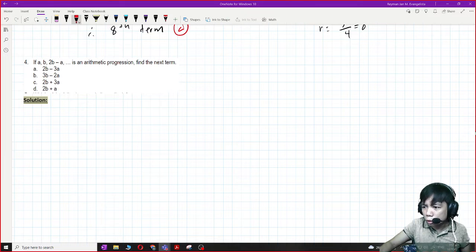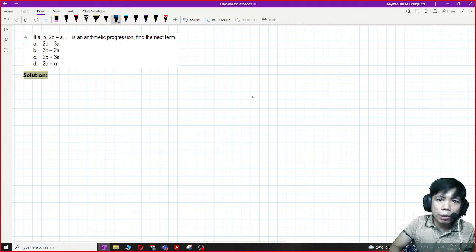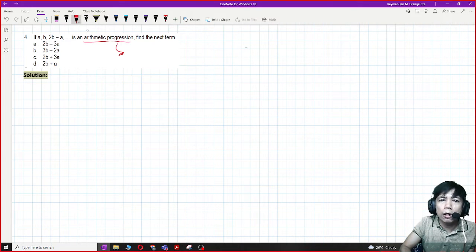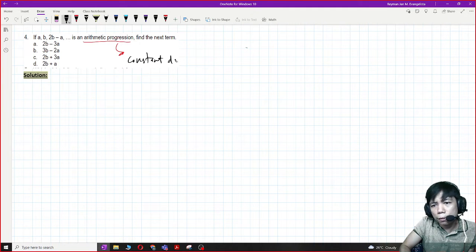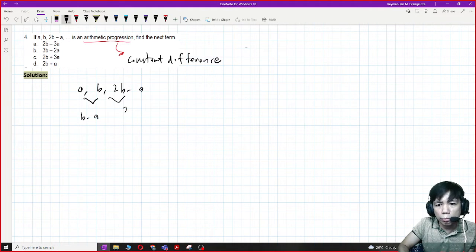Okay, number 4. If a, b, 2b minus a is an arithmetic progression, find the next term. So it is already stated that the given terms are in arithmetic progression. Diba guys, pag sinabing arithmetic progression, there is a constant difference between successive terms. So ibig sabihin, halimbawa dito sa first two terms, the difference is syempre b minus a. And ito rin yung difference dyan: 2b minus a minus b, so obviously that is b minus a.